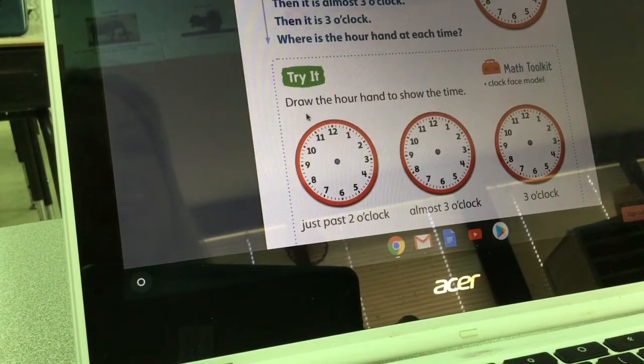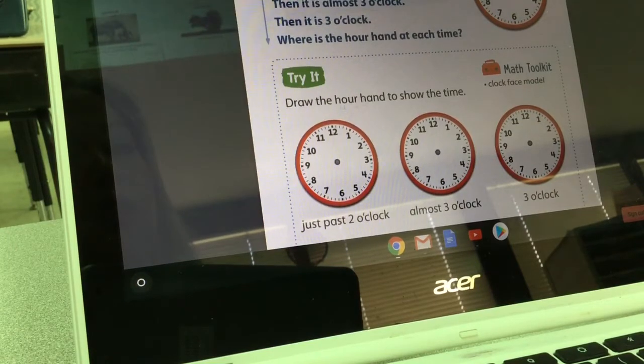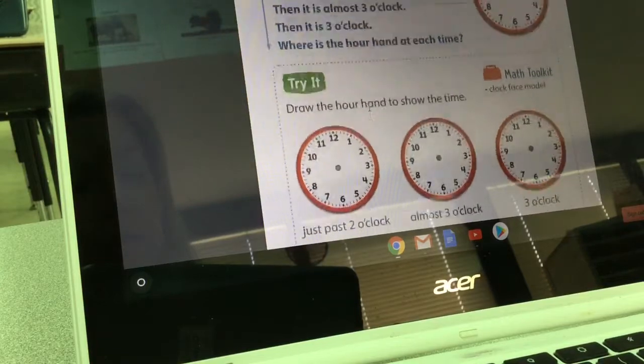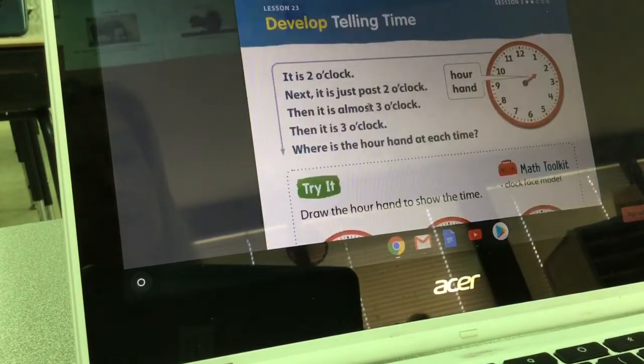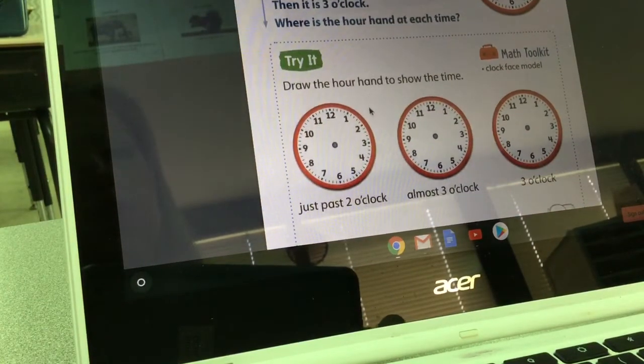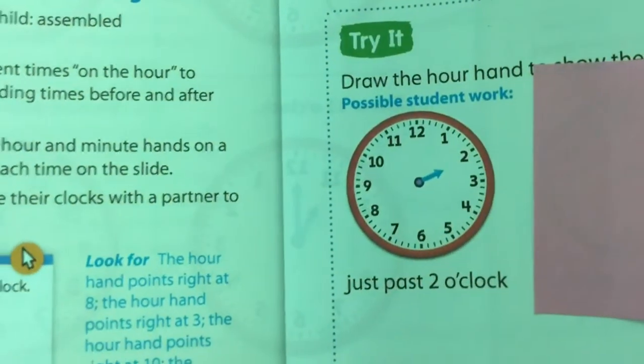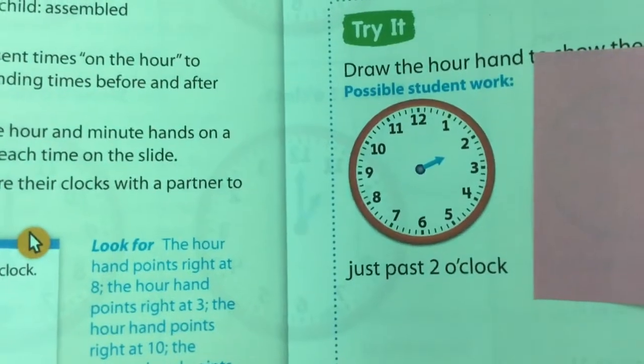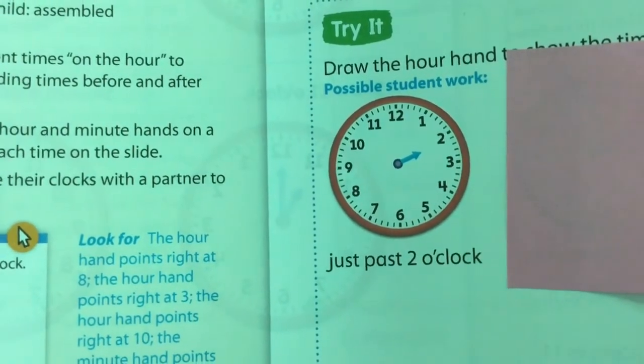So our directions for try it say, draw the hour hand to show the time. On this clock, we're going to show just past 2 o'clock, and we're only drawing the hour hand this time. As we know, the hour hand is the short one, like we see up here. That's our hour hand. We're only drawing that one right now. So to show just past 2 o'clock, we're going to draw our arrow just past the 2. It's going to look like this. Take a minute to draw your arrow to show just past 2 o'clock, looking like that.